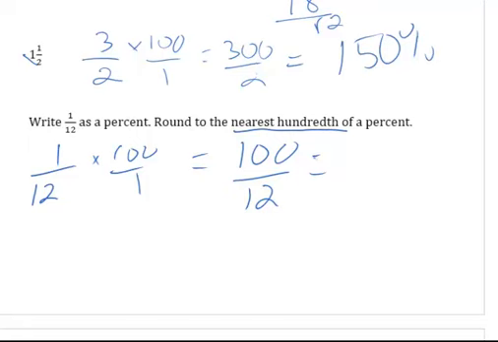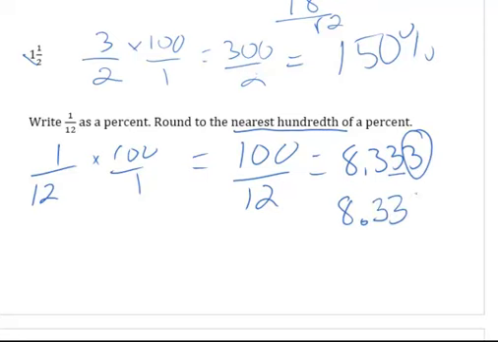So 100 divided by 12, I'm coming up with a whole lot of threes after that. Now it's asking me to round it to the nearest hundredth. Remember, the hundredth is the second number. Since this number here is less than 5, my answer will be 8.33%. Here I went ahead and divided, and I wasn't worried about getting a decimal because the directions were already telling me to round it.